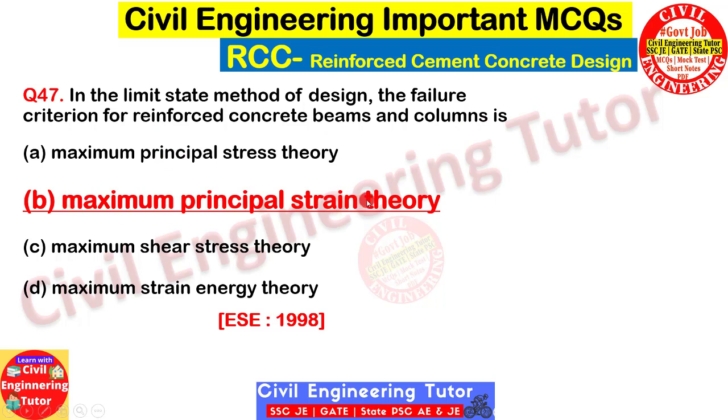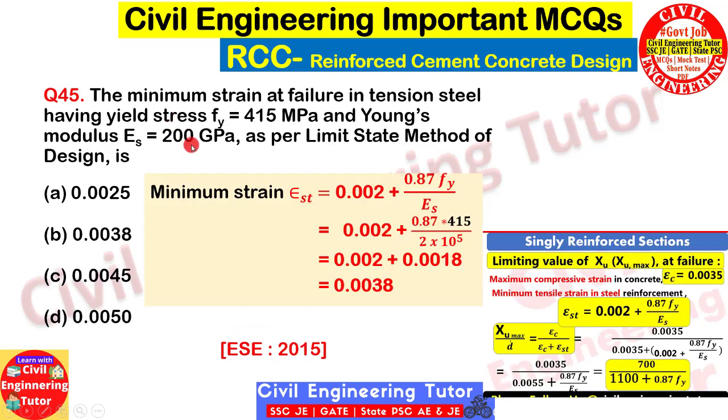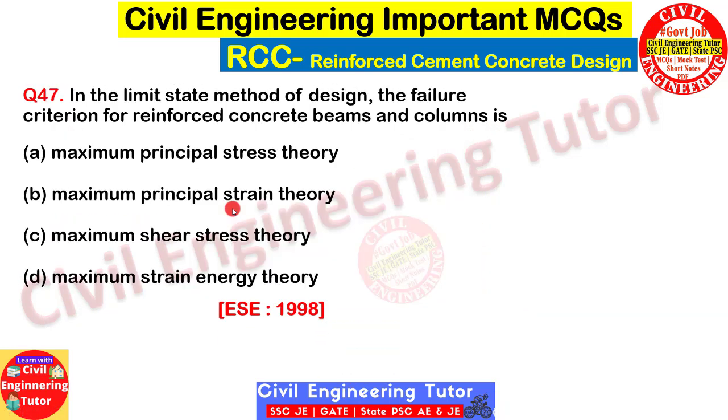Here, the RCC design failure criteria for reinforced concrete beams and columns is based on the maximum principal strain theory. We have already seen in the previous problems that we only tried to find the maximum strain and minimum strain for two different materials, concrete and steel. So it is completely based on strain. We have to remember this is the maximum principal strain theory.